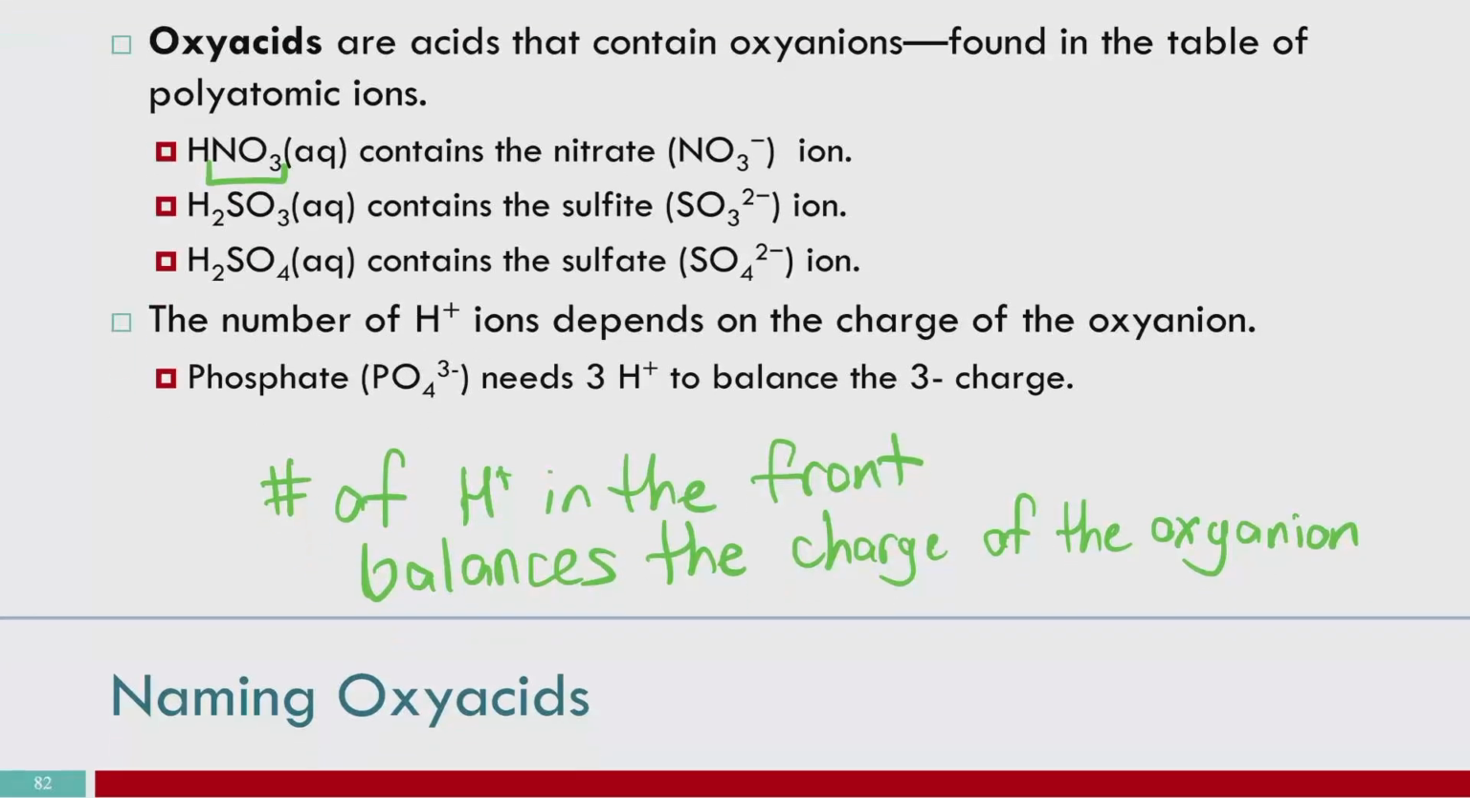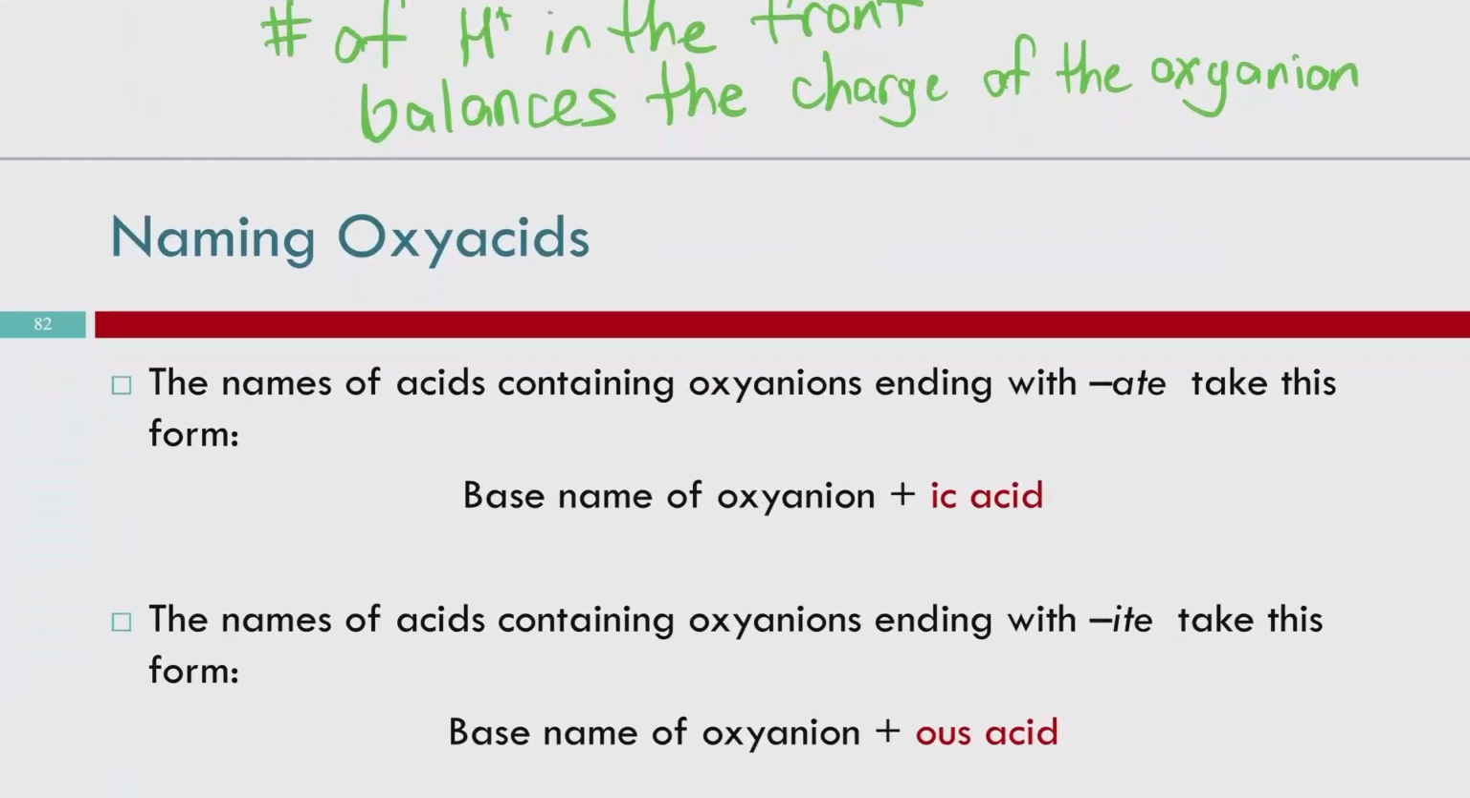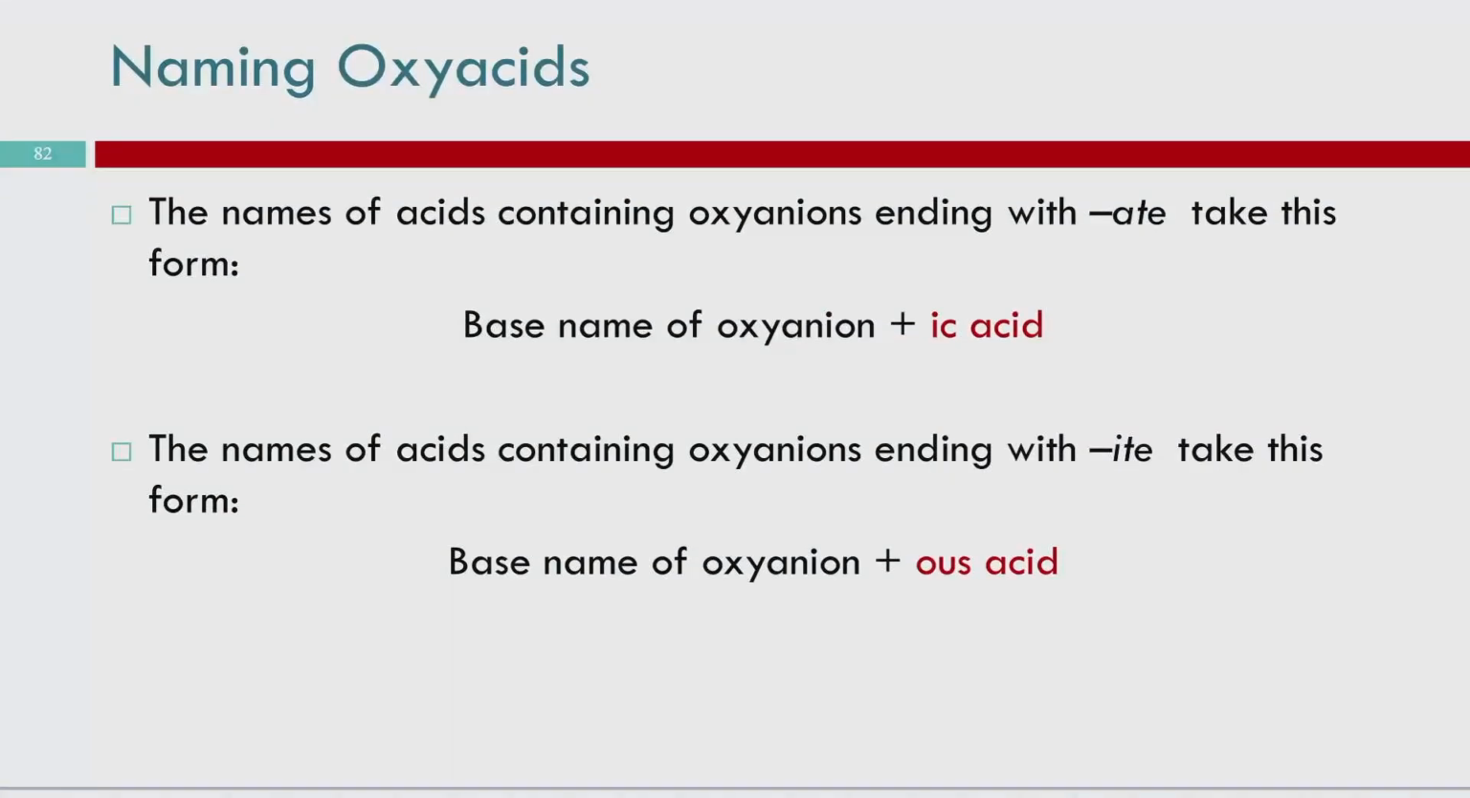When we're naming oxyacids, it's important that we know the names of our oxyanions. There are 2 possible name change options. We've got oxyanions that end in ATE. We take the base name of the oxyanion and we add ic acid. So we change the ate for ic. So our first rule, ate turns into ic, and we add acid to the end.